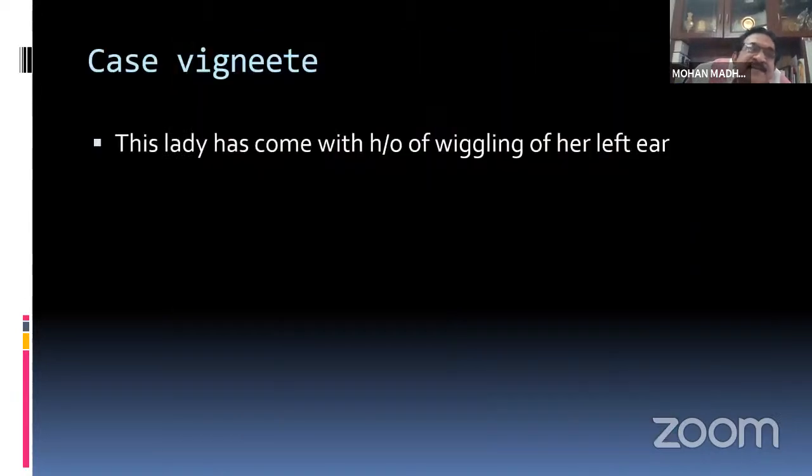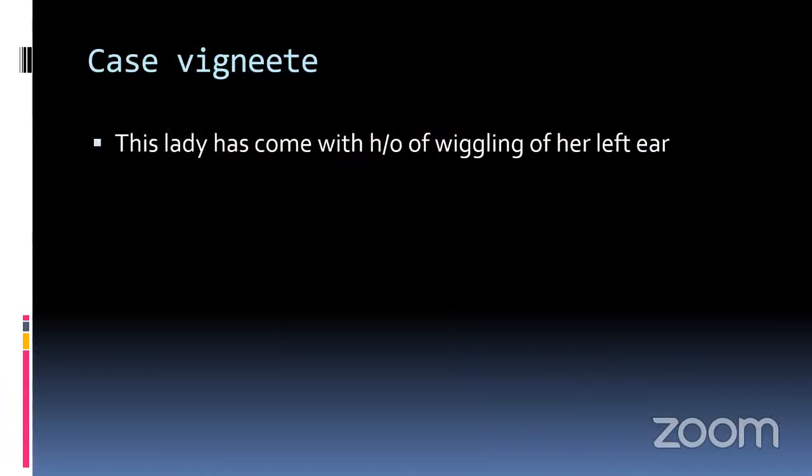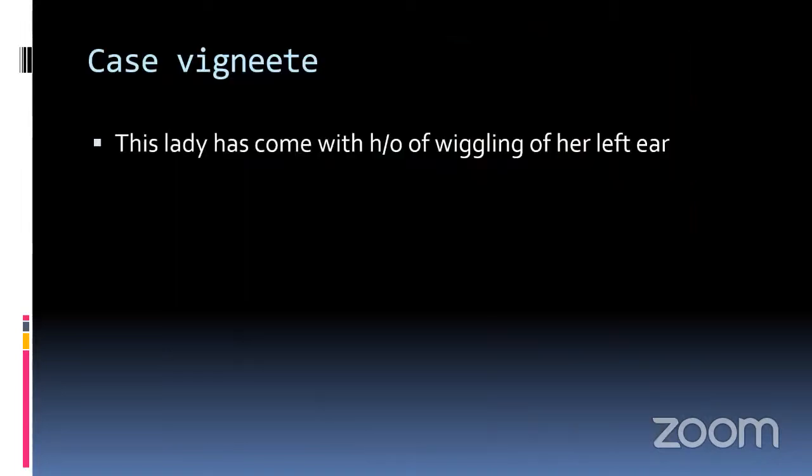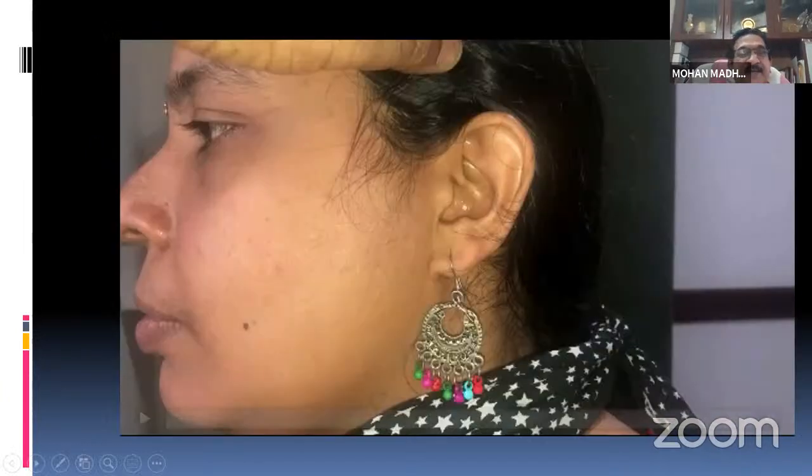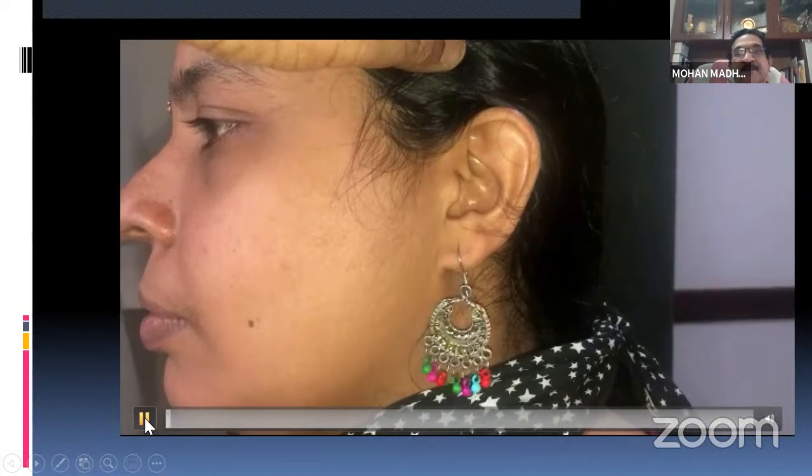So the reading difficulty is because of the movement of the spectacles? Exactly. Because the ears are moving back and forth, and that dystonic contraction movement is precipitated by the limbs of the spectacles. Well, this lady has come with the complaint of movement of her finger. That's her complaint. Look at the lady here. This is her complaint.